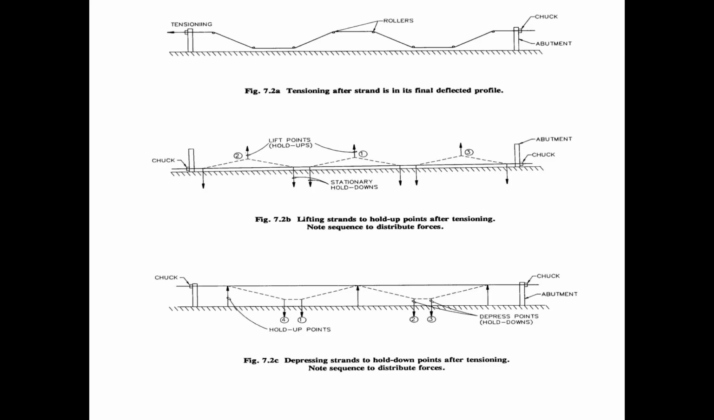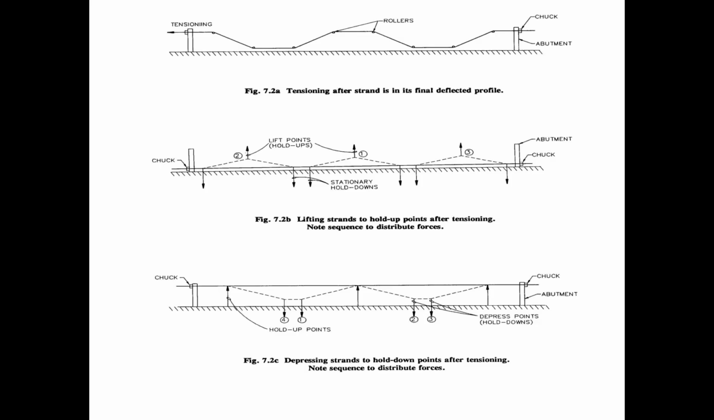So again, we're trying to do the hold down locations in a symmetrical pattern so that we minimize the force variation in the strand from one end of the bed to the other. Now, while we're looking at this figure, notice that the length of the strand in the draped position is longer than the length of the strand in the straight position. So what that means is that when we tension the strand in the straight position and then we push the strand down into the draped position, we're actually adding elongation to the strand.